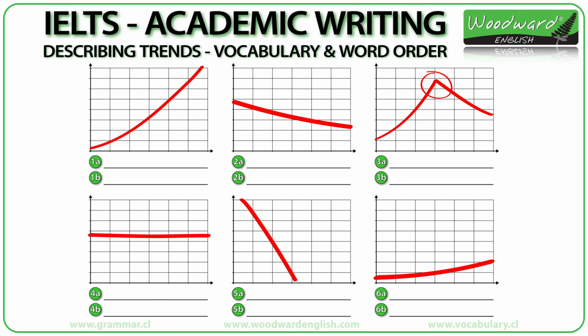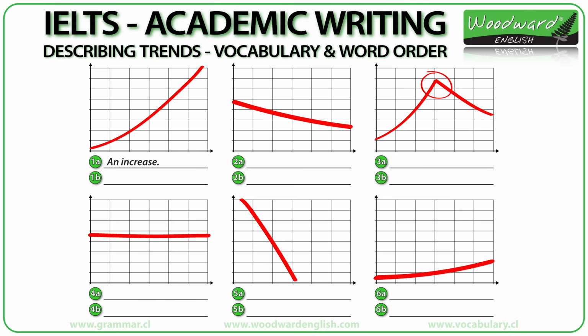Now, look at the following charts. Each chart shows a different trend. Let's look at the first one. What does the trend show? It is an increase. But if we look at chart number 6, the last one, it is also an increase. Are they different? Of course they are. So we need to be more specific.